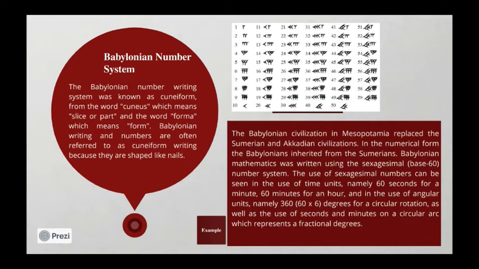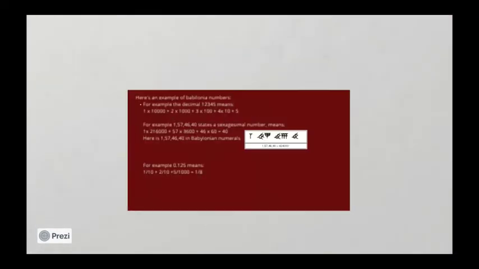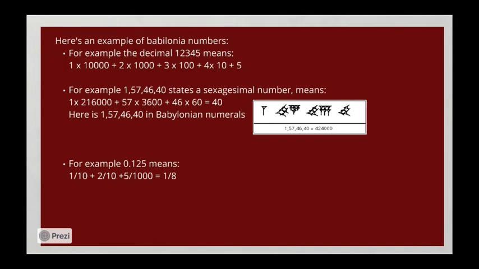The use of sexagesimal numbers can be seen in the use of time units, namely 60 seconds for a minute, 60 minutes for an hour, and in the use of angular units, namely 360, or 60 times 6, degrees for a circular rotation, as well as the use of seconds and minutes on a circular arc that represent fractions of a degree. Here's an example of Babylonian numbers.